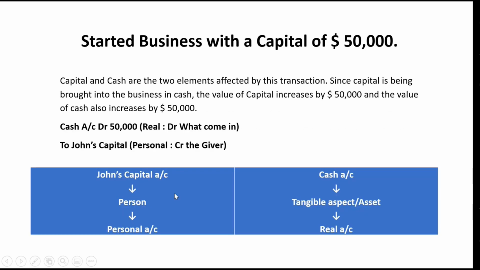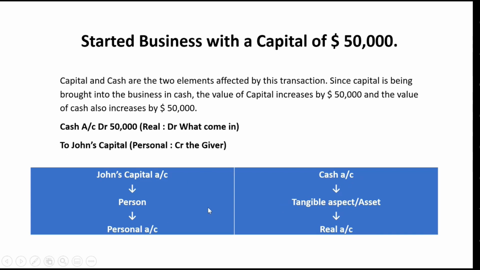Right. So now the business is started with a capital of $50,000. When the owner, Mr. John, has started the business, he brought $50,000 cash. So cash is coming into the business. Cash is real, and debit what comes in. On the other side, who is giving this money? Mr. John, the owner of the business, is giving this money to the business. So credit the giver. That belongs to the personal account. So cash account debit to John's capital account.